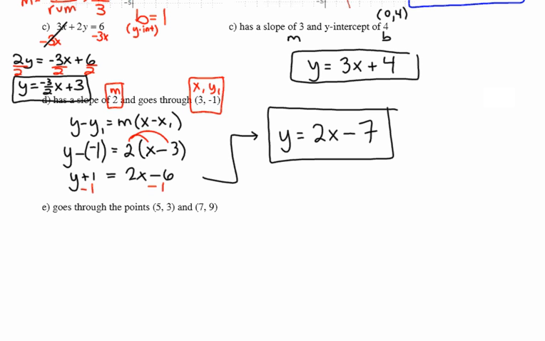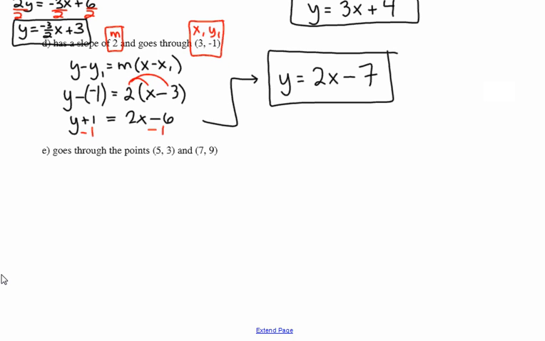Okay, one more linear equation to deal with. It goes through the points (5, 3) and (7, 9). So before we can ever make our equation, we need our slope. Do we know our slope? No. Can we get our slope if we have 2 points?